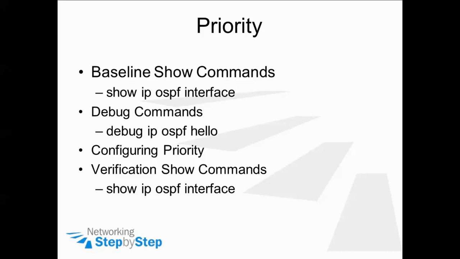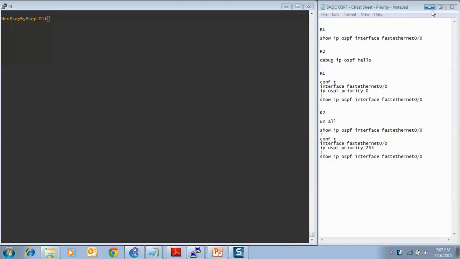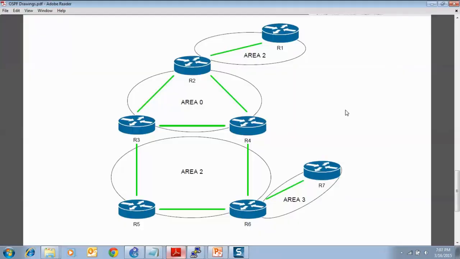Let's look at the network topology. I will configure OSPF Priority on Router 1 and Router 2.